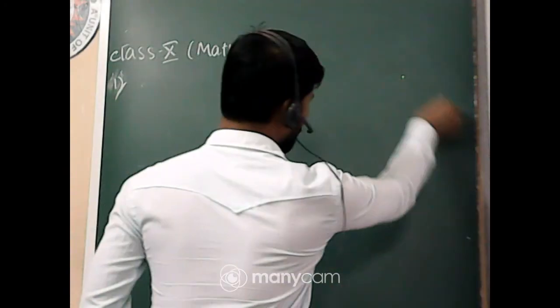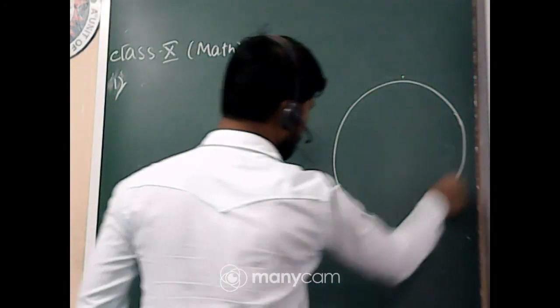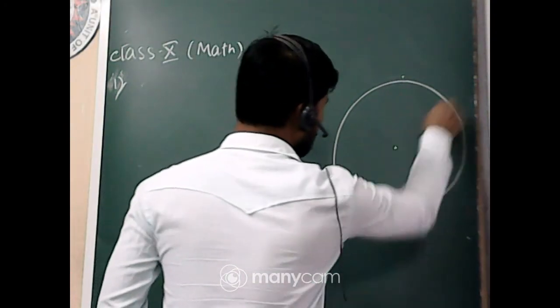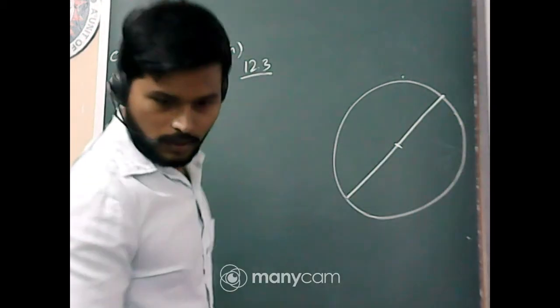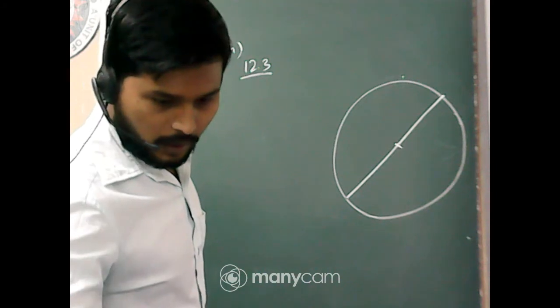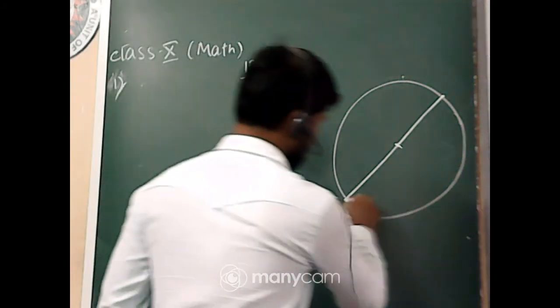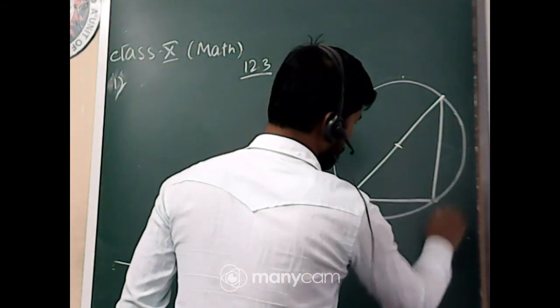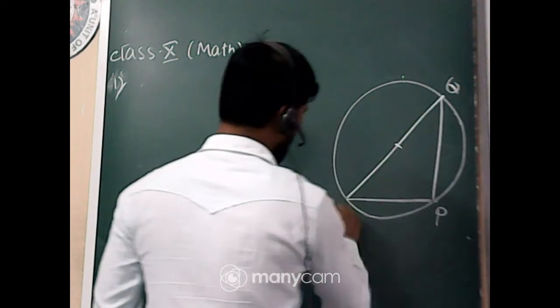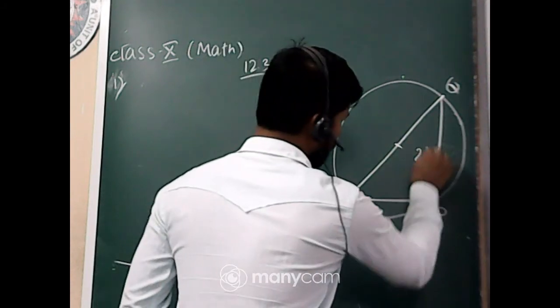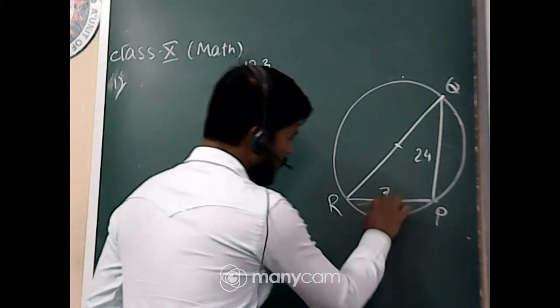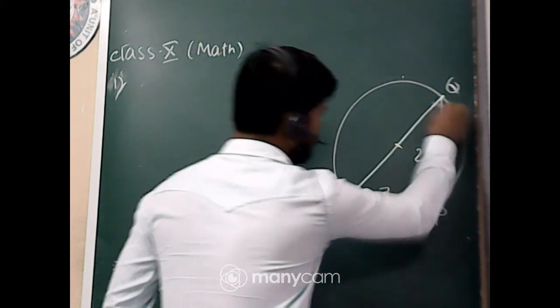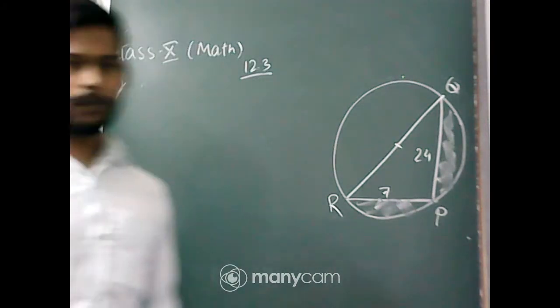So quickly draw a circle. This is the center and this is the diameter. It is given as PQR. P, Q and R. This is 24 centimeter and this is 7 centimeter. We have to find the area of these two portions.